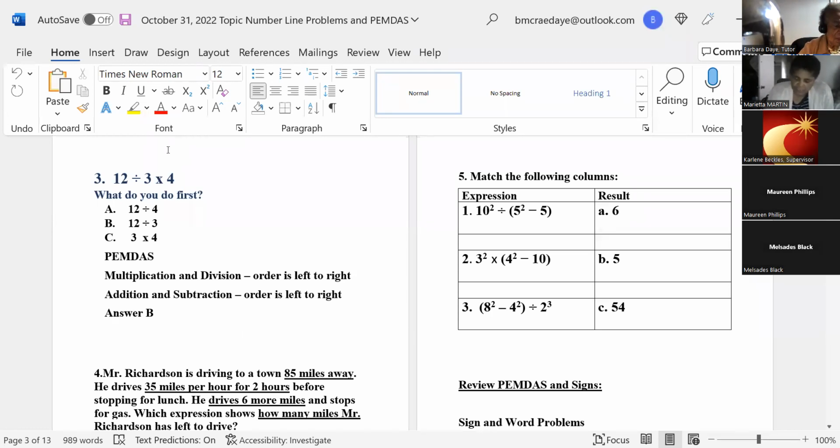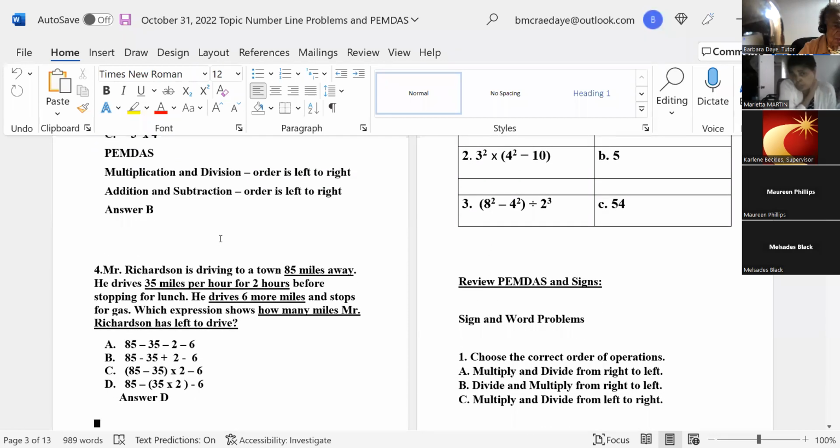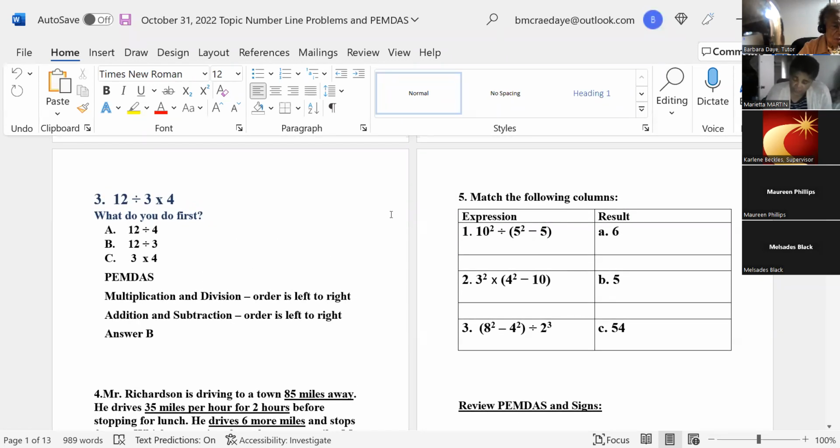Mr. Richardson, I choose D. Oh, and D is correct. And the last one, I choose... Okay, I want you to go to number 5. Tell me what are your answers for number 5? I choose 5 for number 1.